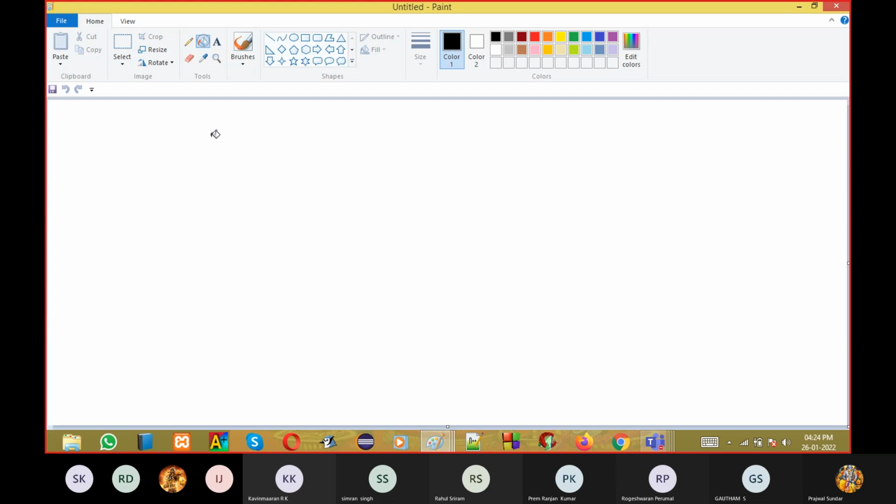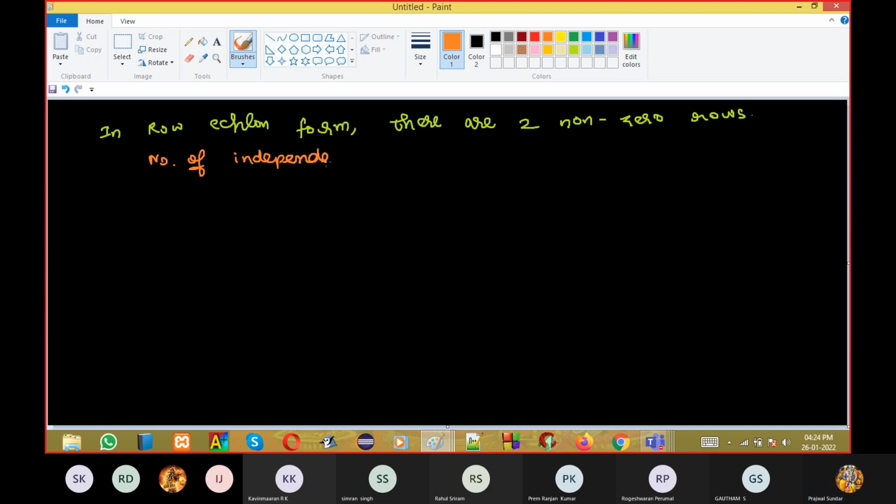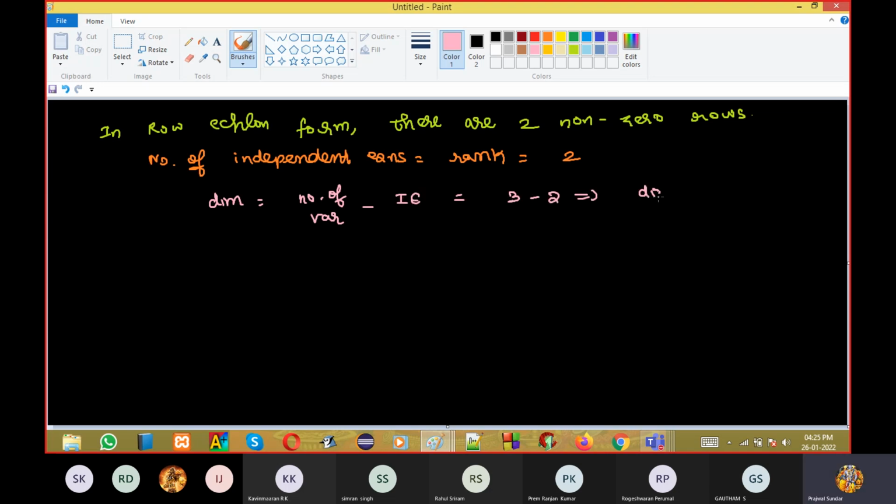Look at this carefully. In the row echelon form, there are 2 non-zero rows. So what can I say? Number of independent equations will be the rank. What is rank of matrix? It will be 2. Now you apply the formula. Dimension will be number of variables minus independent equations. 3 minus 2 will get dimension as 1.